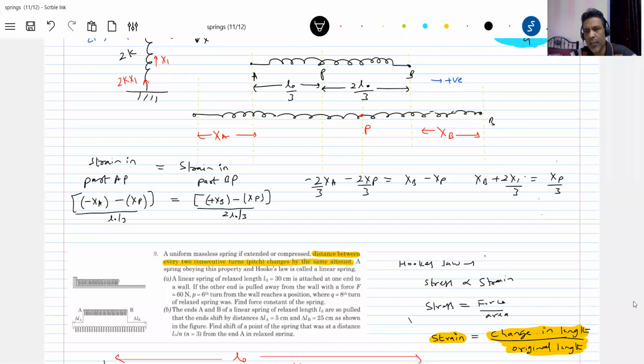Just substitute this value. So what is XP equal to? XP should be equal to 3XB plus 2XA. 2 by 3 minus 1, no? Sir, L0 by 3 will be cancelled. Yes, L0 by 3 will get cancelled. So this 2 will not be there, 3 will not be there in the denominator.